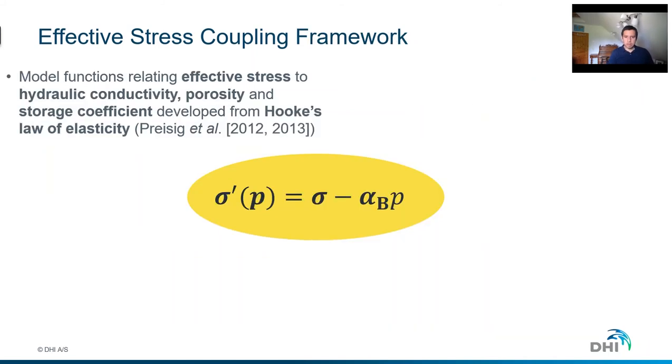And for this, we are following the very famous Hooke's law of elasticity, which in a few words is described by the equation here. Effective stress, a function of pore pressure, equals total stress minus pore pressure times an empirical constant associated with the pore pressure.